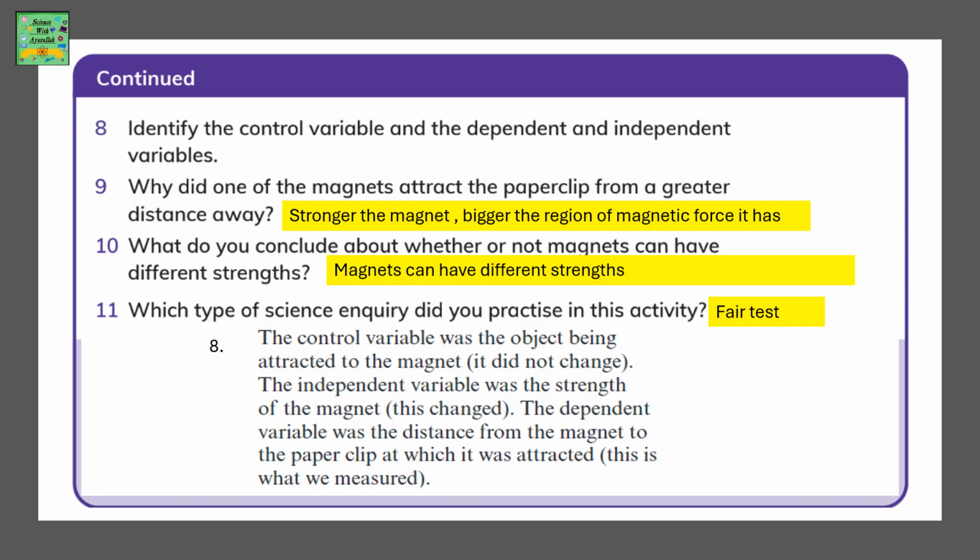Why did one of the magnets attract the paper clip from a greater distance away? It was because the magnet was stronger. Stronger the magnet, bigger the distance or region of magnetic force it has. What do you conclude about whether or not magnets can have different strengths? Yes, we can conclude that magnets have different strengths. Which type of scientific enquiry did you practice today in this activity? It was fair test.